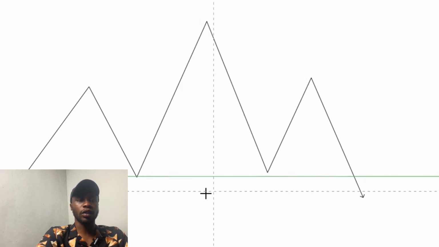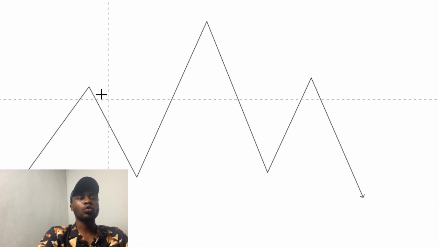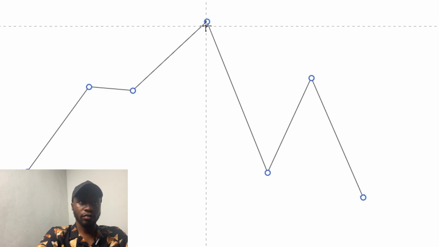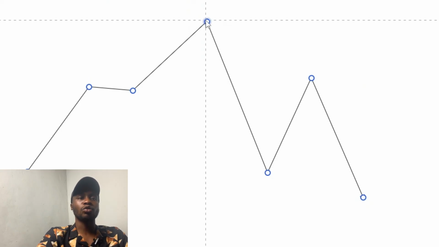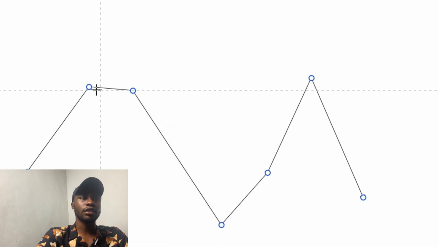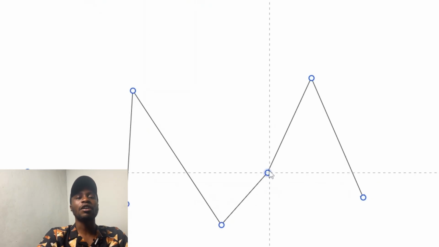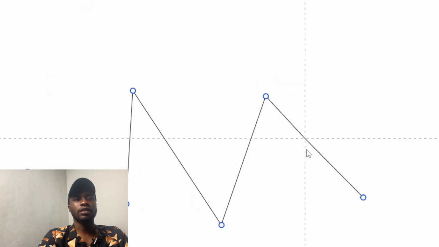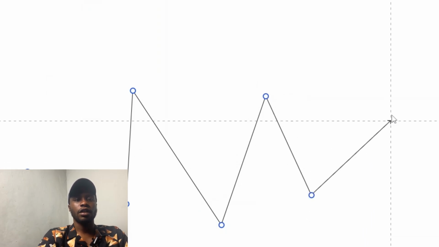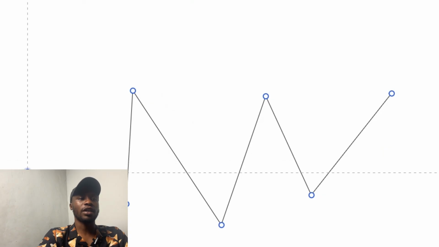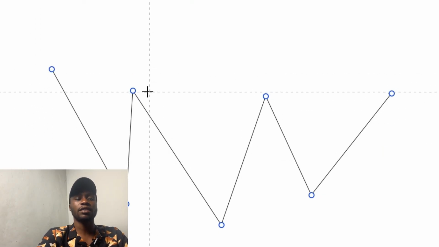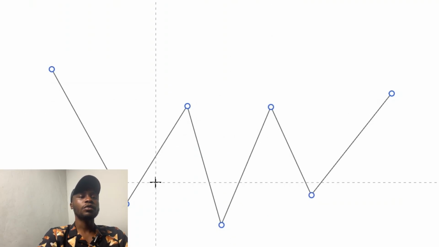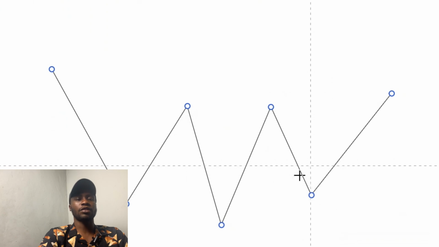Inverse head and shoulder. Inverse head and shoulder is a head and shoulder turned upside down. Let me use that English for better understanding: an upside down head and shoulder. I want you guys to understand this stuff. You guys can see I just twisted it, I just turned it upside down. You can see the left shoulder, head, right shoulder.